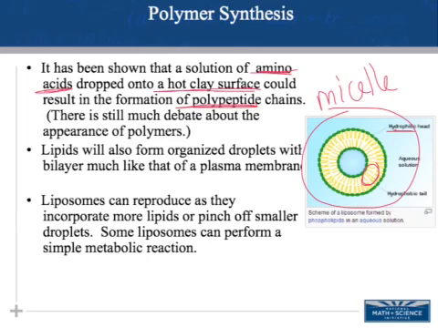A liposome is one that is able to reproduce, so it can pinch off and make smaller droplets. It can incorporate more lipids into it, and some of them can also do simple metabolic reactions. And so these are things that are showing characteristics of life: the ability to do metabolism, the ability to reproduce.